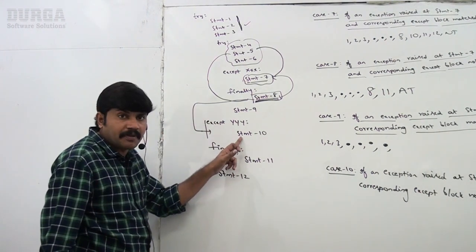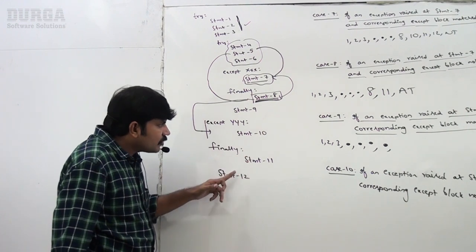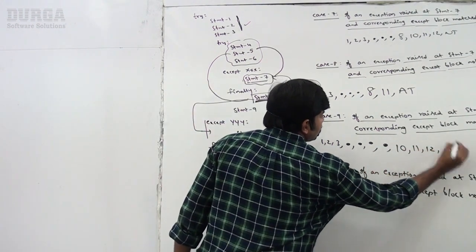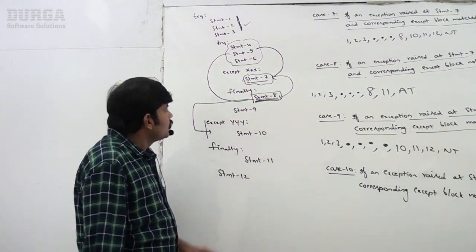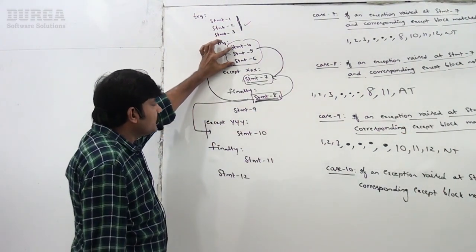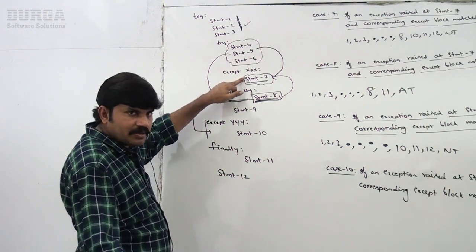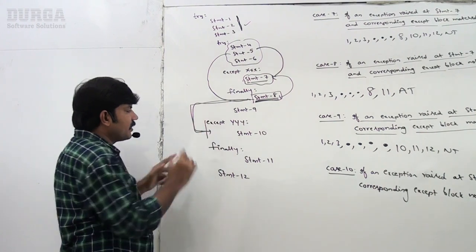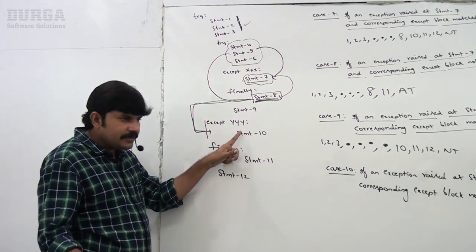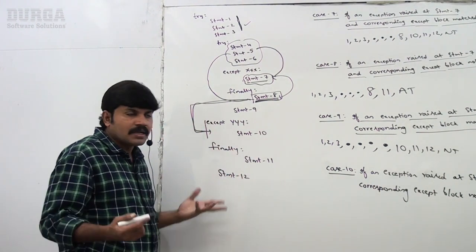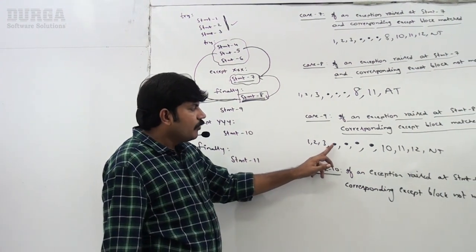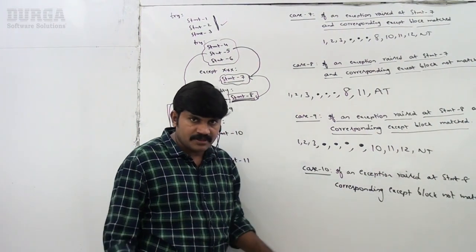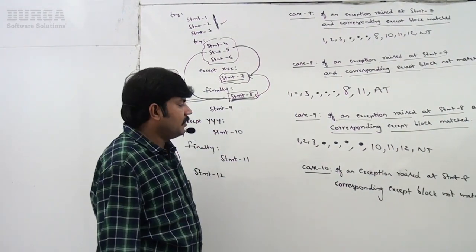Except block matched. Now 10, 11, 12 normal termination. Remember this one. Are you getting right? So 1, 2, 3, 4, 5, 6 may or may not, 7 may or may not. Now the control came to 8. Sir, while executing 8, the problem came. Immediately the corresponding except block matched. So 10, 11, 12 normal termination. Have you observed 1, 2, 3, 4, 5, 6, 7 may or may not, 10, 11, 12 normal termination. Any doubt? Clear, right? Next, observe the next case.